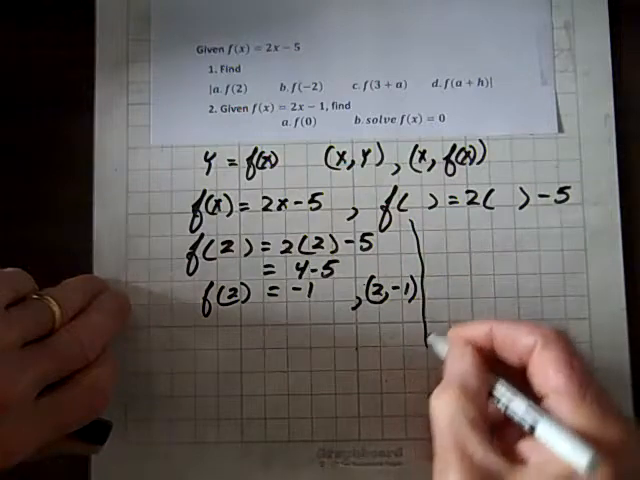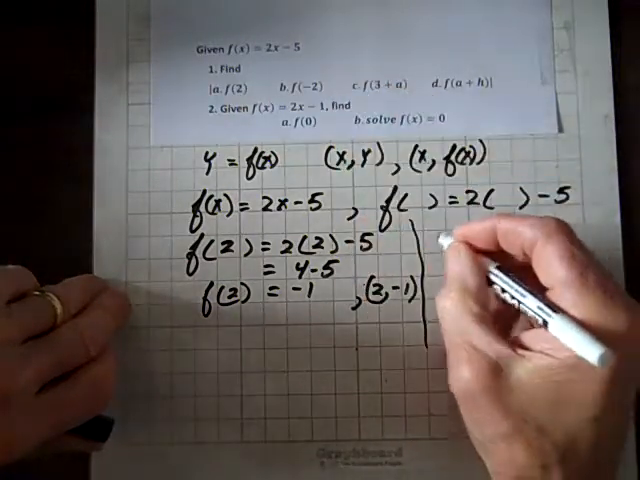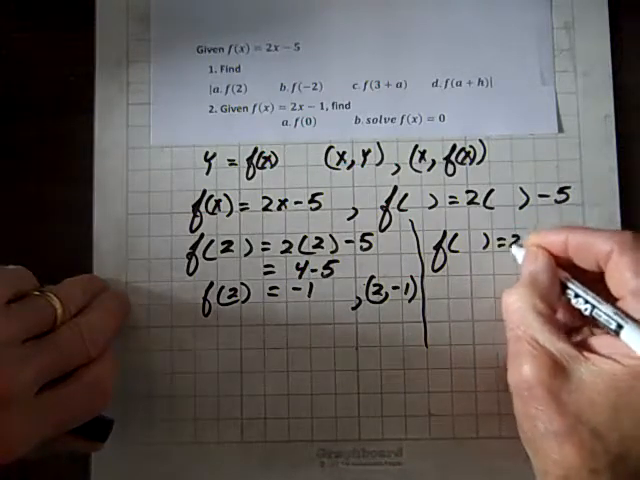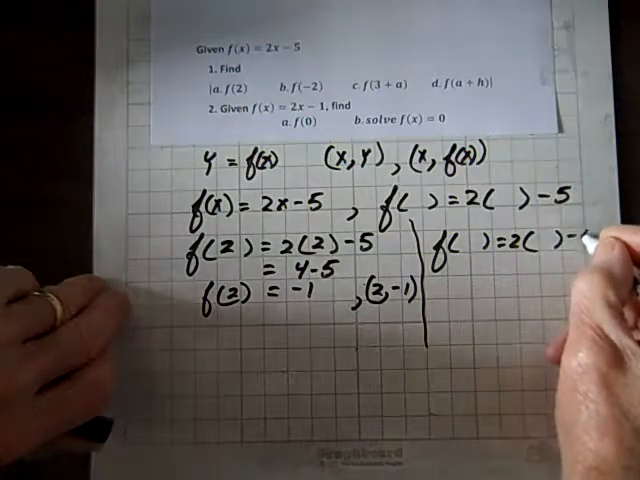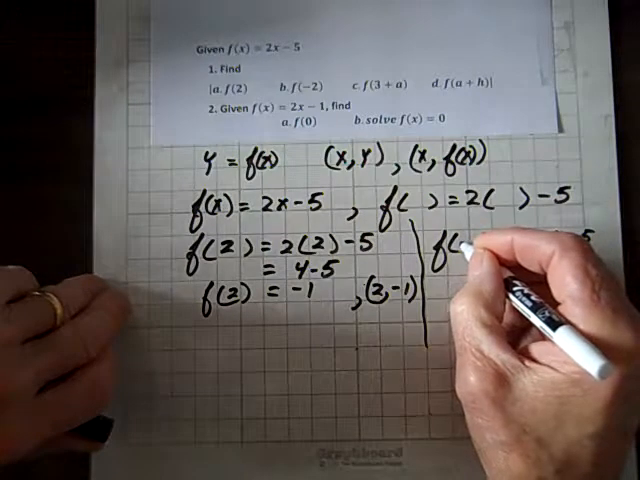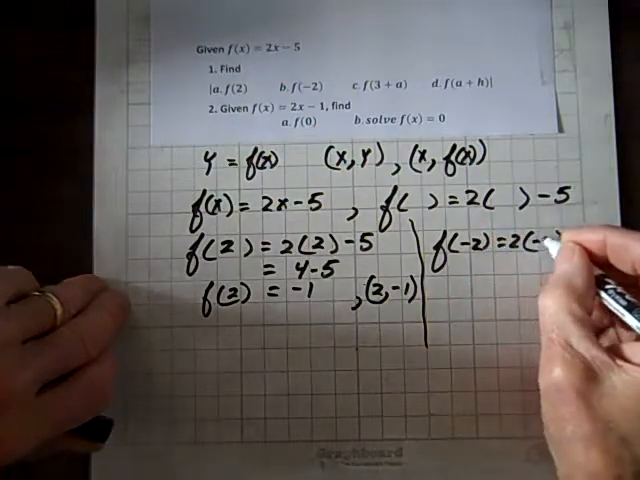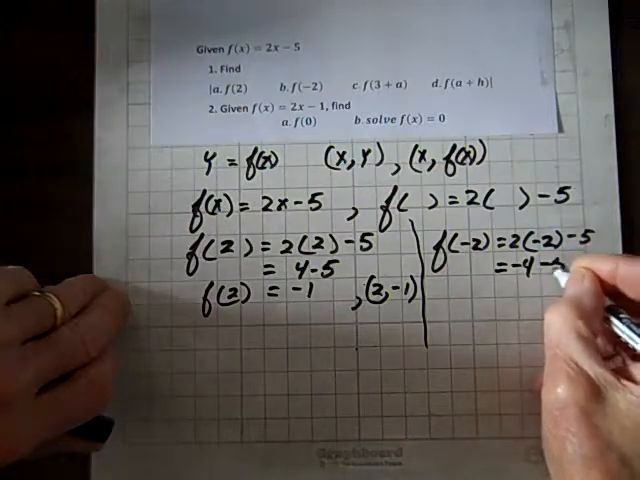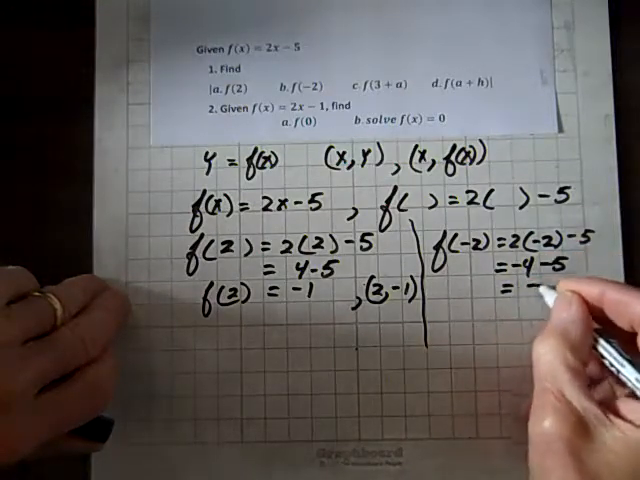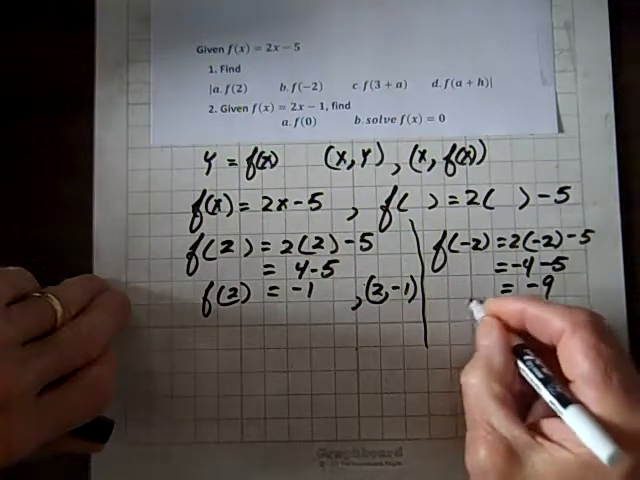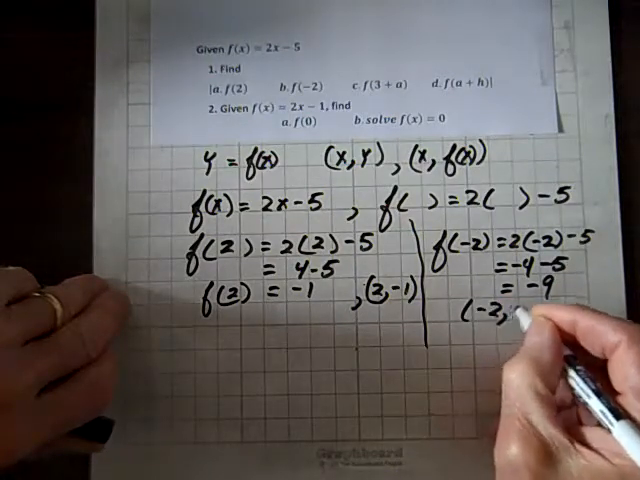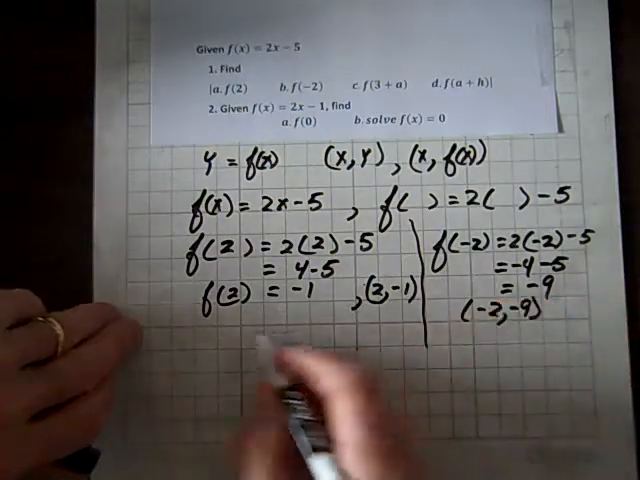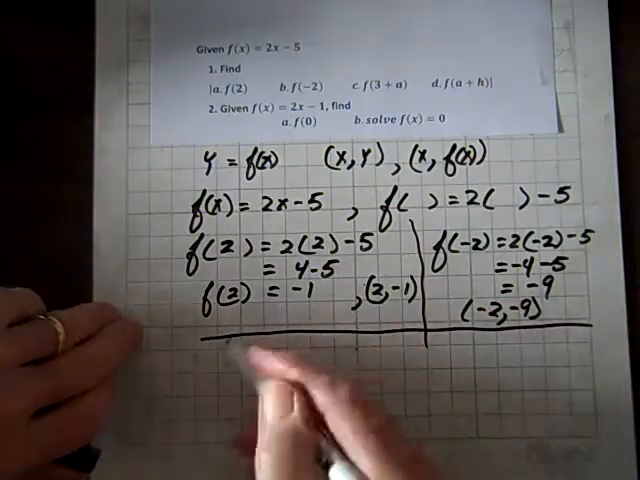So let's do it again. Now we're talking f of negative 2. So f of, and let's see, 2 times negative 2 there, that's going to be negative 4 minus 5 equals negative 9. So the corresponding ordered pair would be negative 2, negative 9. Well, let's keep going. We've got a little more room.